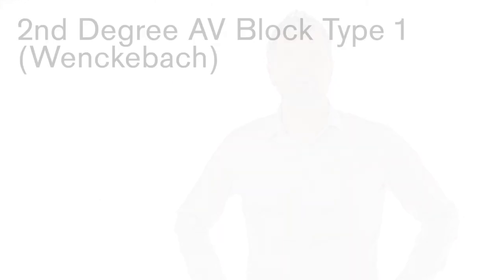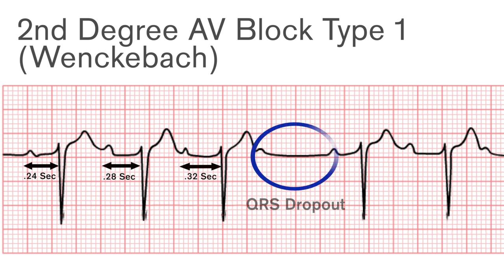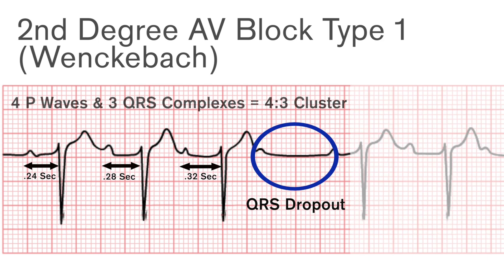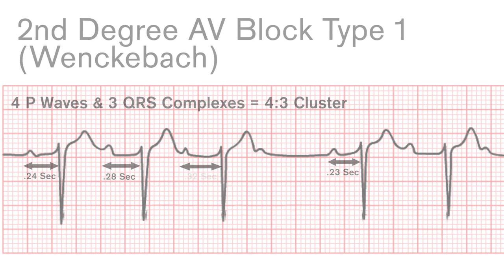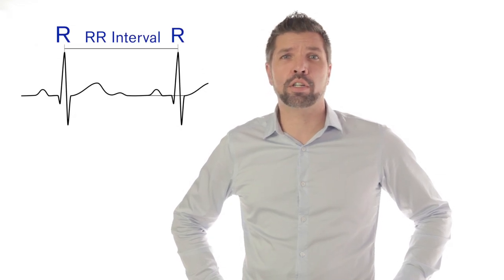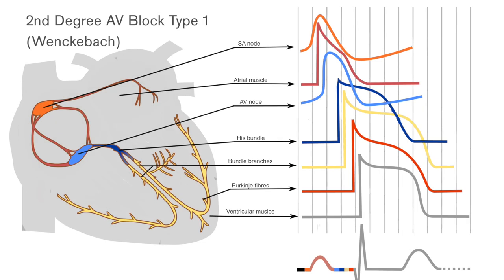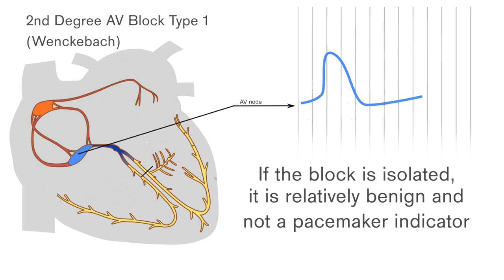We now move to the second degree block, type 1. There is a PR interval prolongation from beat to beat until a QRS dropout. QRS complexes will cluster in a 5-4 or 4-3 ratio. Once there is a dropout QRS, the following PR interval will be the shortest of the sequence. Interestingly, the RR interval will also shorten every consecutive beat. The conduction disturbance in the second degree block type 1, Mobitz 1 or Wenckebach, originates in the AV node. If isolated, it is relatively benign and not a pacemaker indication.